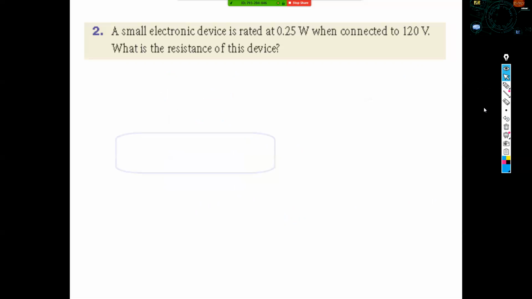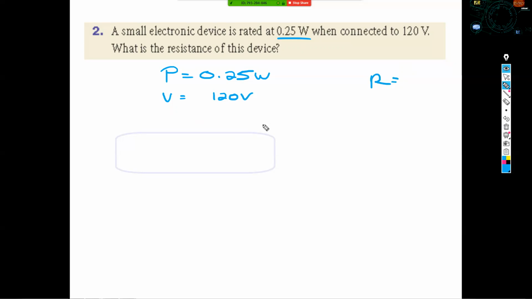Next, a small electronic device. These power ratings are everywhere. If you look at the back of, say, your cell phone, or the back of your computer or calculator, that's typically what you'll see electricity measured in as far as a consumer goes. So the power is 0.25 watts. Your voltage is 120 volts. What is the resistance of this device? Same problem, just some different numbers.